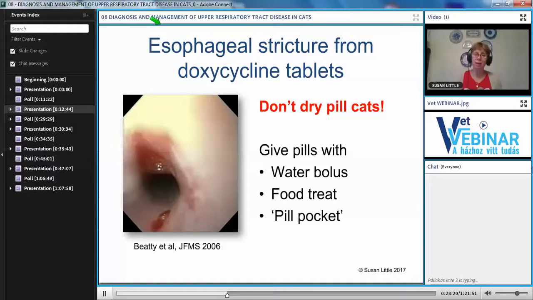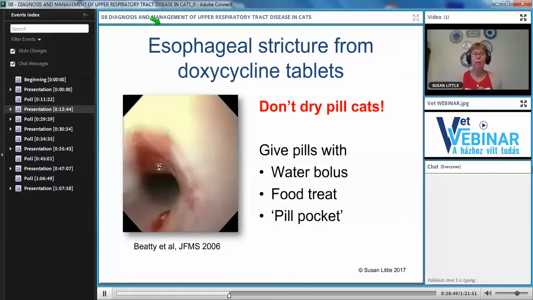If we have to give it as a tablet or as a capsule, we would always want to follow it with a swallow of water, with a bit of food as a treat, or there are some types of treats on the market that are meant to put pills inside. I don't know if you see them in Europe, but there's a brand in North America called Greenies Pill Pockets, and it's a type of soft treat that you can hide a pill inside.